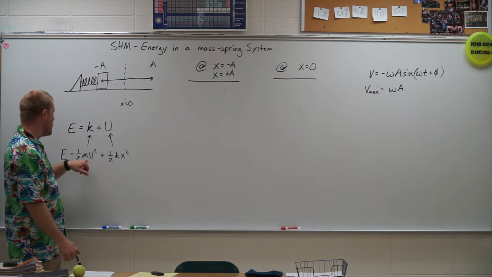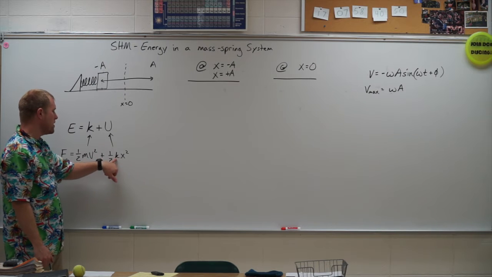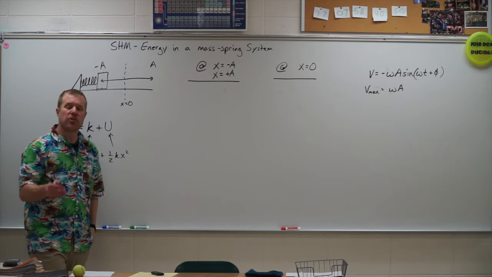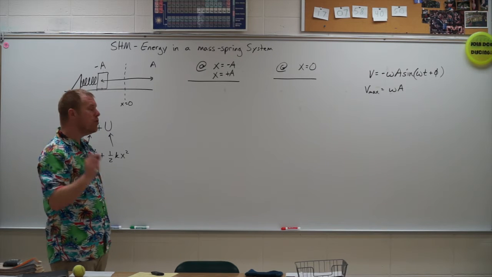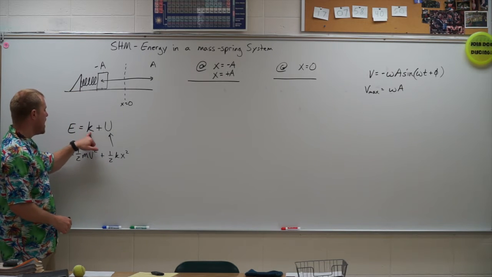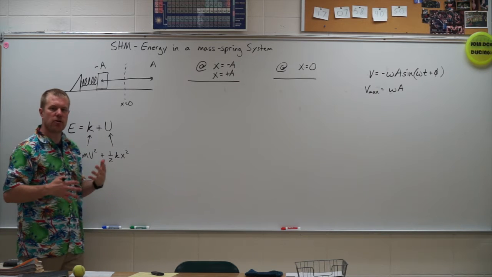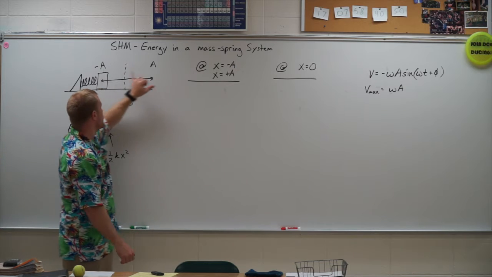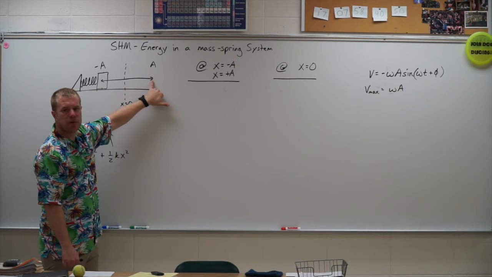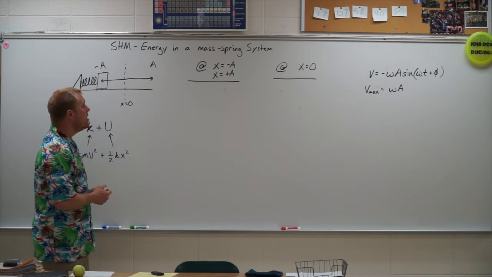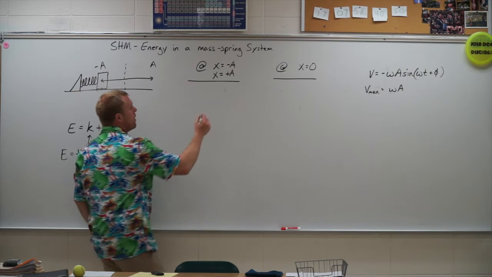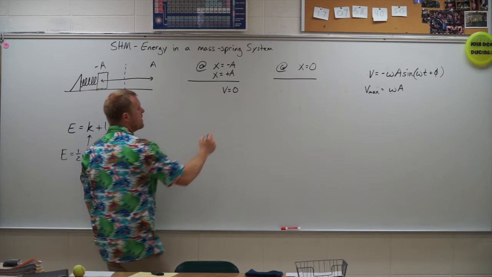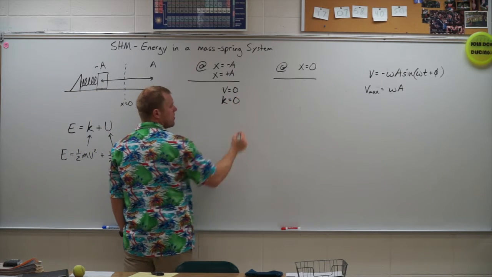So at any point, if I know the mass, the speed, the spring constant, and where it is, I can figure out the energy. But there are two important points, where either the kinetic energy is zero or the potential energy is zero, that I'm going to focus on today. One of those points is when we reach the maximum displacement, the amplitude point. At that amplitude point, the object comes to rest, meaning the kinetic energy is zero there.